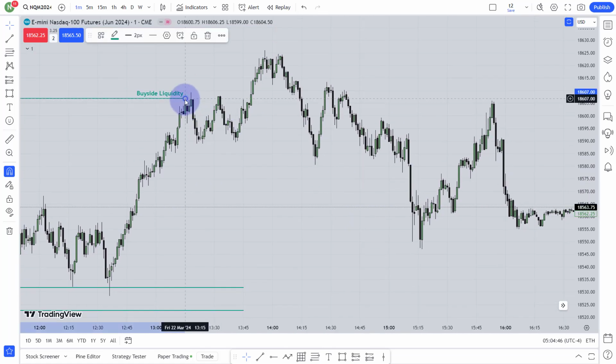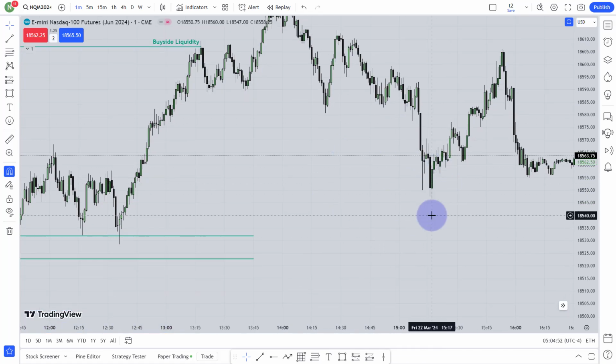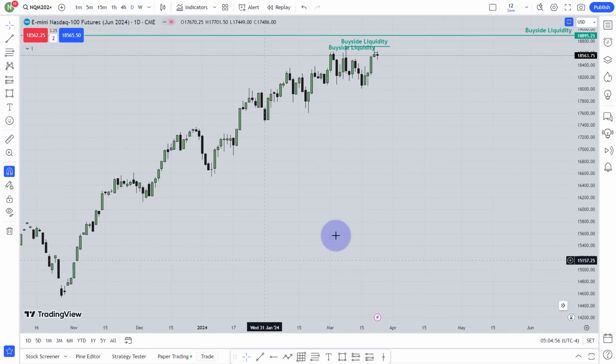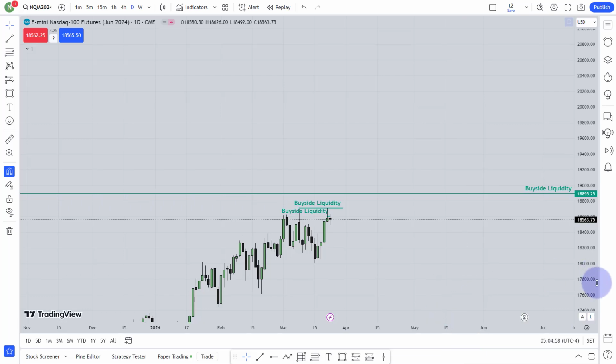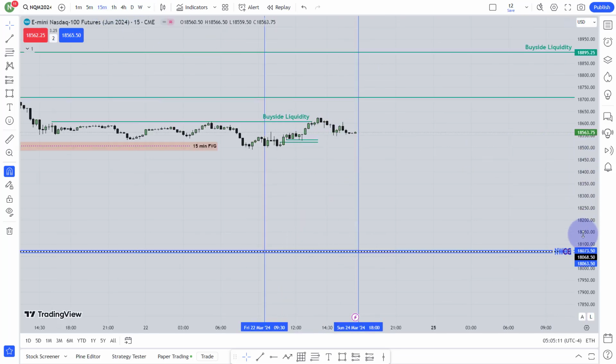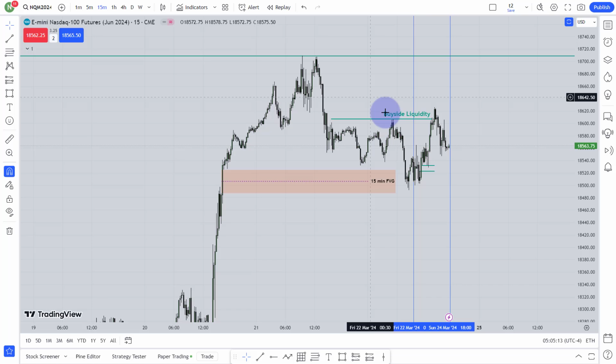So finally, the market has taken that buy side liquidity, then it fell. Now, when it is falling, am I looking for a sell? No, I'm not looking for a sell. Why? Because from the daily chart, I already know that my point of interest is this buy side liquidity. Okay, this is that Friday candle. Until this buy side liquidity is taken, I'm bullish. I'm just bullish.